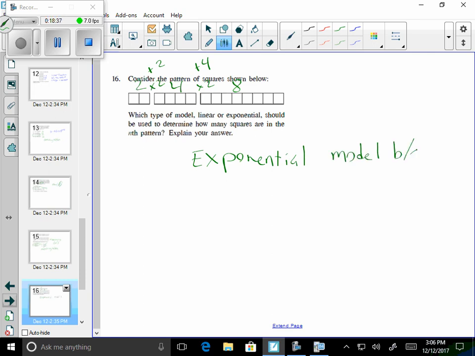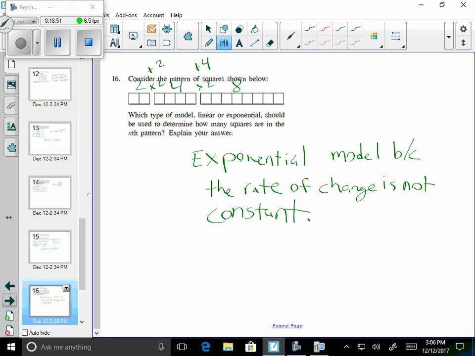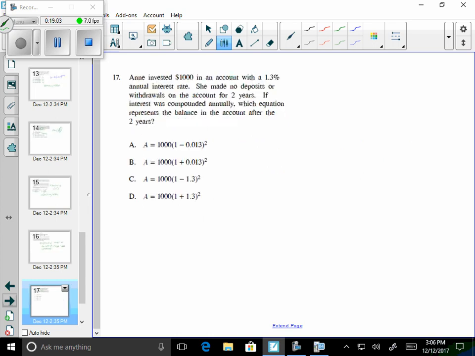because the rate of change is not constant. And you can make a reference to the fact that the pattern is multiplying by 2, and multiplying patterns lead us to exponential. But if you talk about the rate of change not being constant, then that will suffice for it not being linear and going into an exponential.